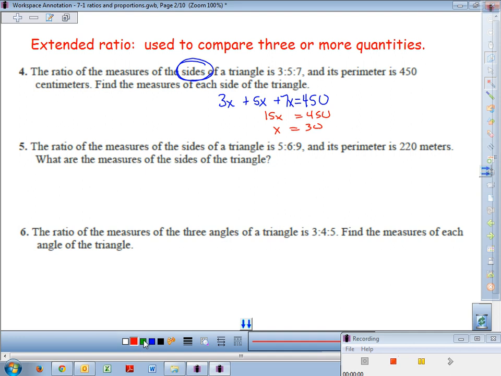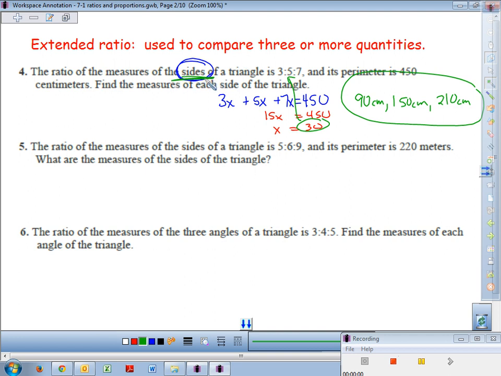But x is what we call the common multiplier. That's like how all 3 sides relate to each other. There's some sort of factor of 30 in there. To find the 3 side lengths, you take this common multiplier times every number in your ratio. So 3 times 30 is 90 centimeters, which is one of the side lengths. 5 times 30 is 150 centimeters, and then the last one is 210 centimeters. And they should all add up to be 450 in this case.